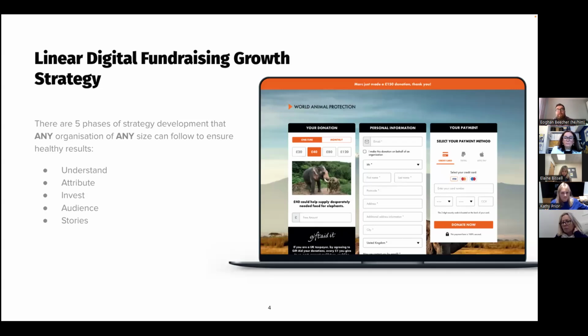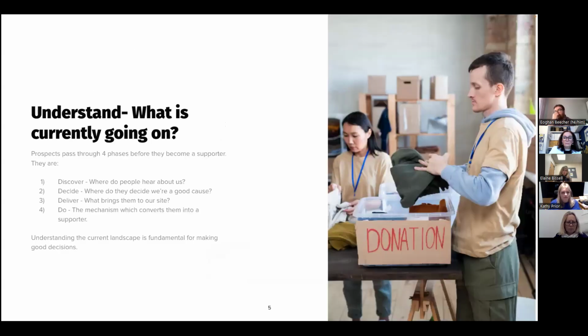That is split into 5 sections. As they say on your screen in front of you, understand, attributes, invest, audience, and stories are the key things. And I'm going to touch upon briefly what each of those mean. So first and foremost, one of the key questions we must all ask ourselves is what's currently happening.